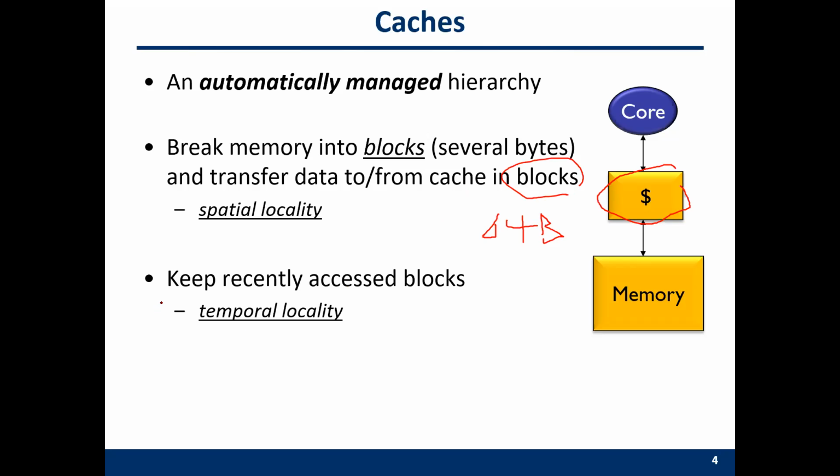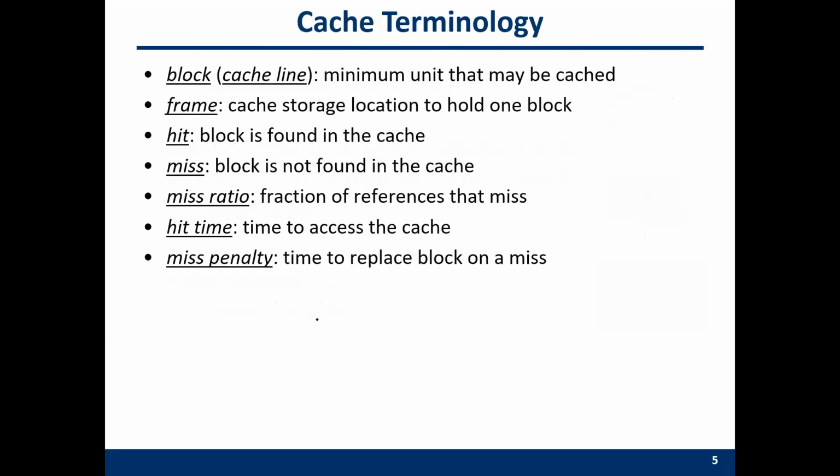So we always keep the recently accessed block. So this is the spatial locality, temporal locality. We have the cache line concept, the minimum unit that you can cache. We also have the frame. Frame means the physical location of that one cache line. The frame is the concept of the SRAM cell.